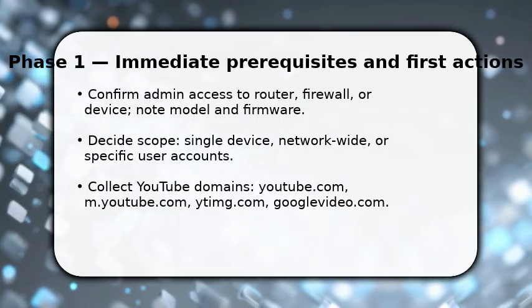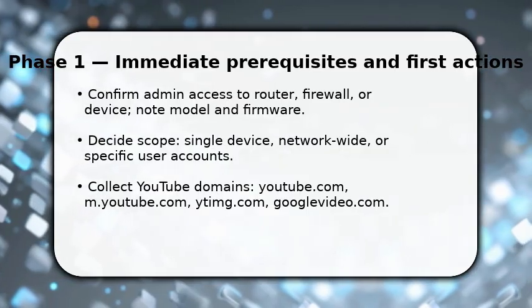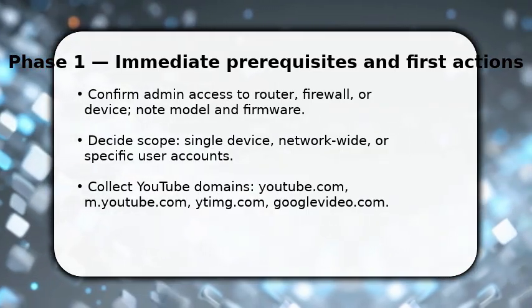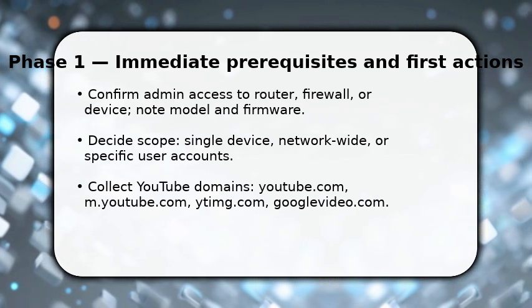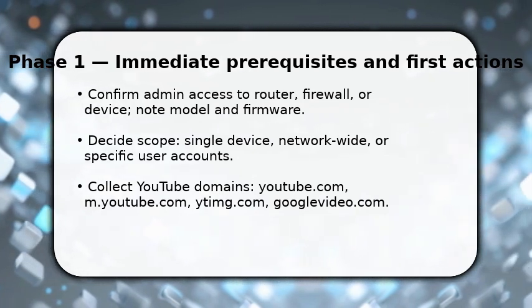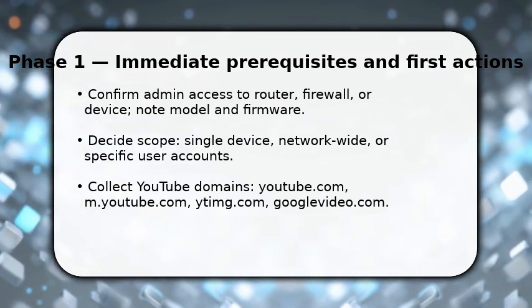This begins network-level blocking. If you only control one computer, open its hosts file as an alternative and map those domains to 127.0.0.1 to block locally.